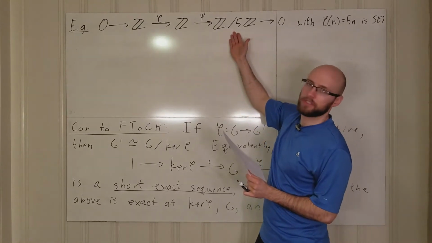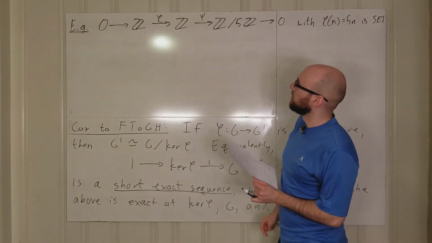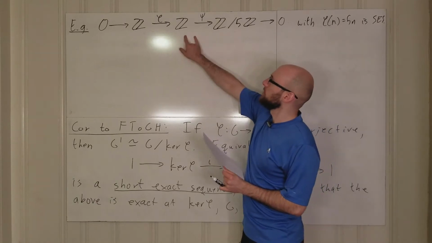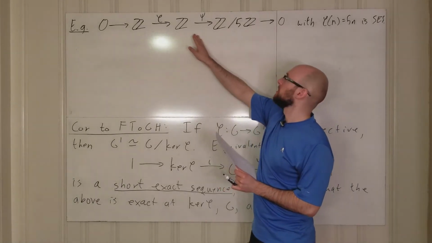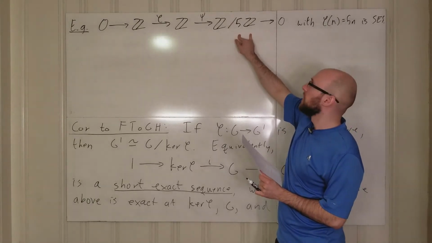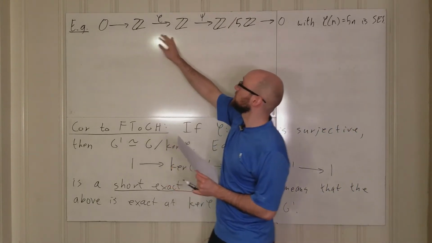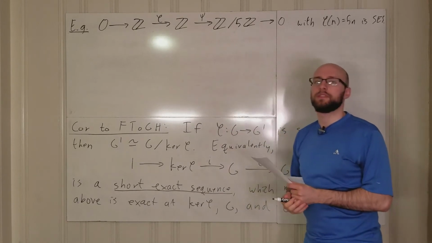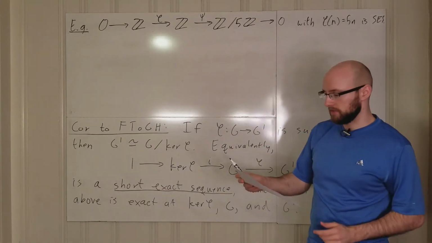because it's going to hit every single coset here. And of course, we know that the kernel of this map is going to be exactly all of 5Z. But 5Z was the image of phi, and so the image of phi is the kernel of psi. And so this is the short exact sequence.